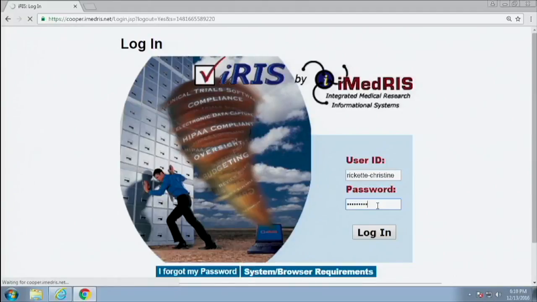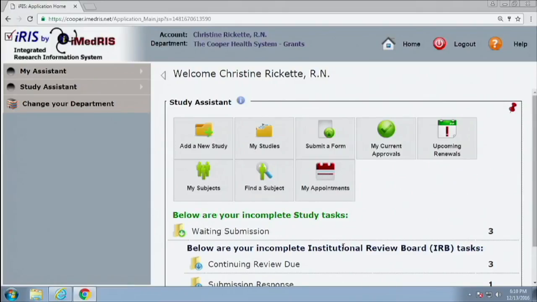Hello, I'm Christine Rickette. I am Manager of Clinical Projects for the Cooper Research Institute. Everybody hear me? Okay, good. So I'm logged into iMendris. I made the screen bigger just so I won't have to wear my glasses.